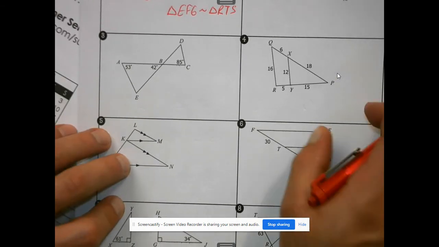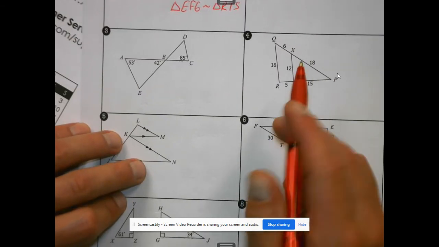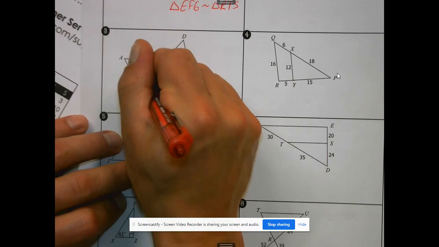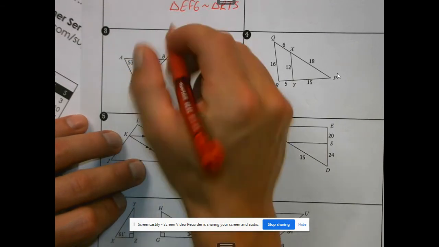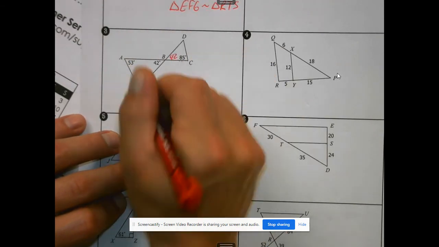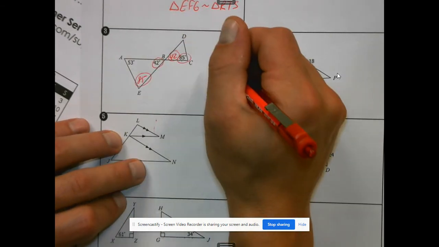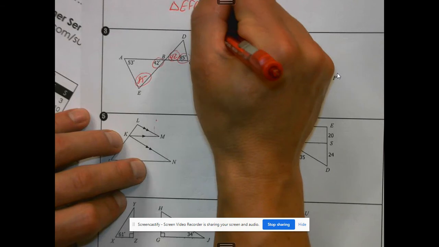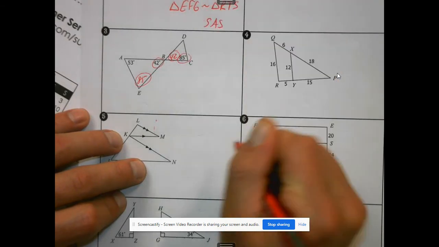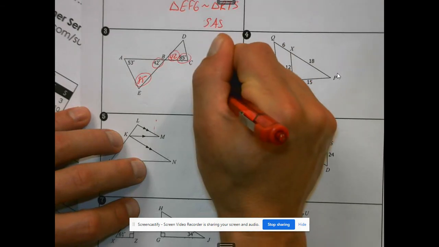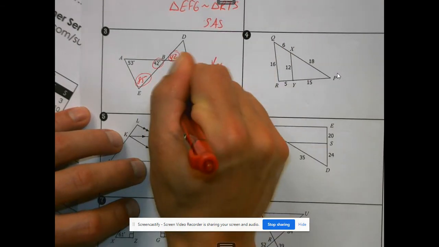Number 3. Let's find some missing angles here. Missing angle on the guy on the left is 85. These guys are vertical, so I know he's 42. So there we go. I got the 42s, I got an 85. So angle, angle works for this one. Oh, up top, I forgot to put side, angle, side. All right, so this one is a yes. Angle, angle works.